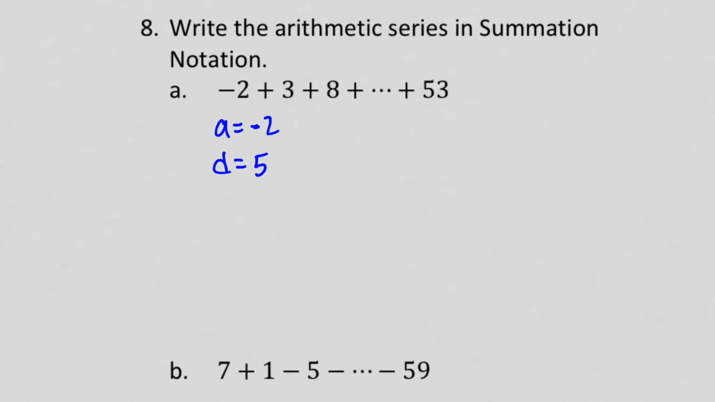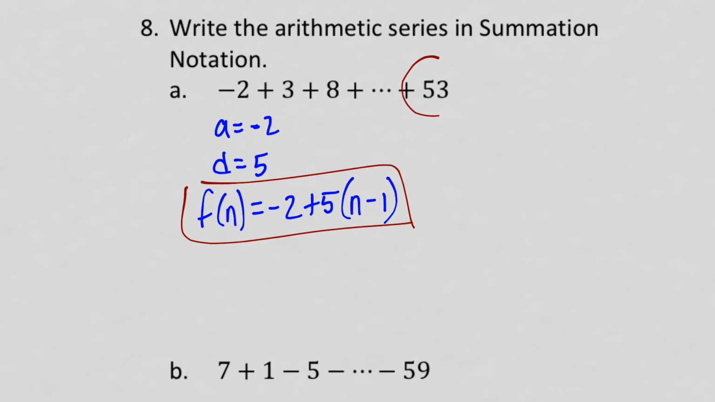So my rule is f of n equals -2 plus 5 times n minus 1. It's arithmetic, not geometric. You're adding 5, so n minus 1 is in parentheses, not a power. And then what I need to figure out is how many terms there are. We also need that, right? How many total terms there are in this series. So what you do is you take this rule that you just found and plug in 53 for f of n. And that'll basically give you n, which is the number of terms. So let's plug that in.